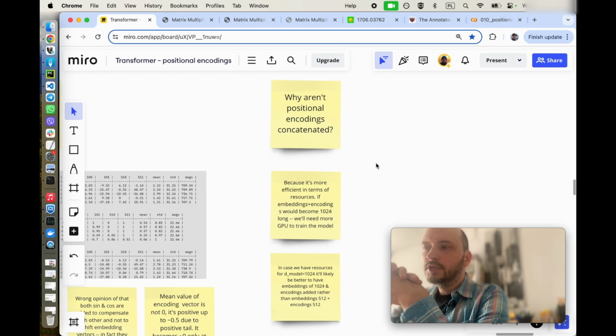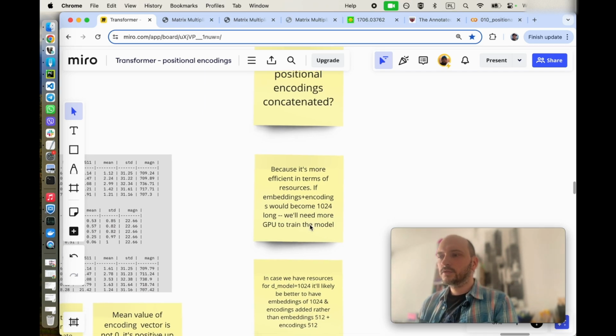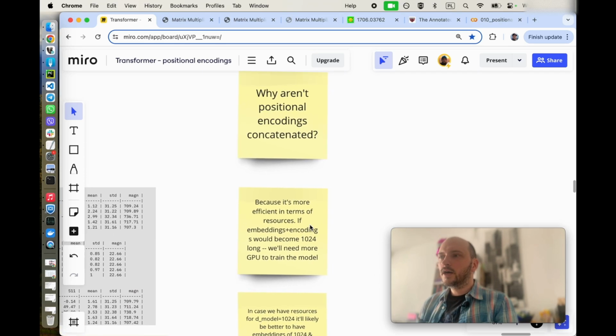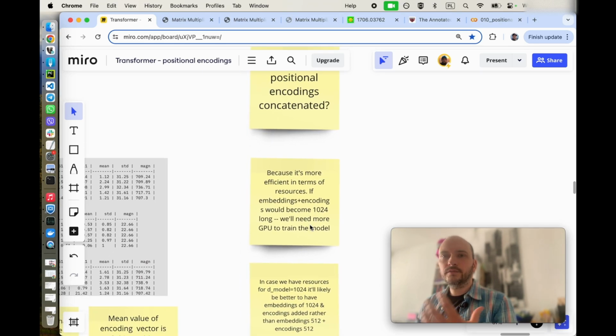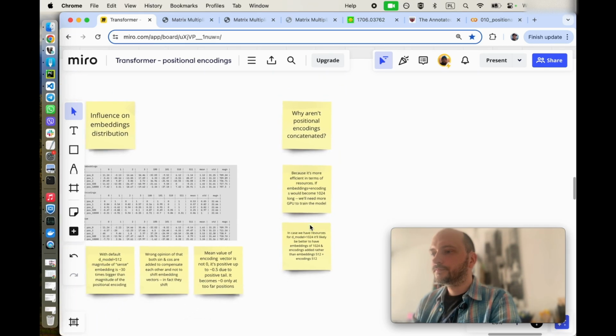because for those who are rich and who can afford these long d_model values, like a bigger model, it will still be more beneficial to have longer embeddings and add encodings to them, because model quality will be higher in this case, rather than if they have shorter embeddings and encodings concatenated. So the actual answer is that they are added but not concatenated, because it gives a better balance of resources spent over the resulting quality. I think that's the answer.